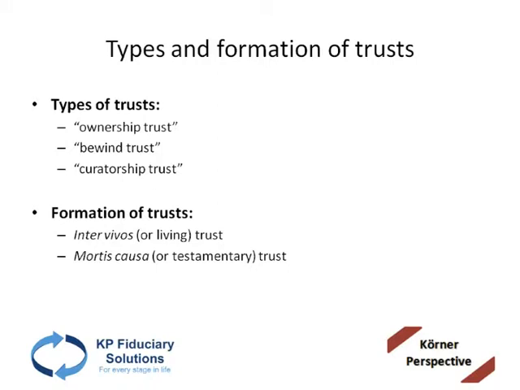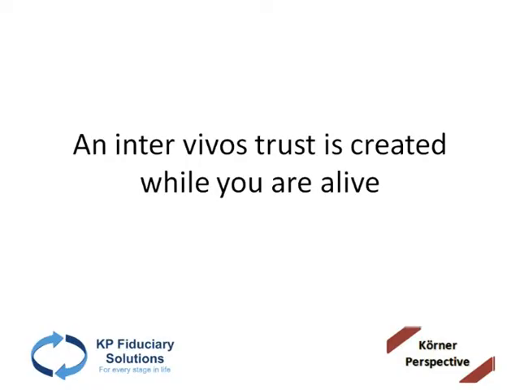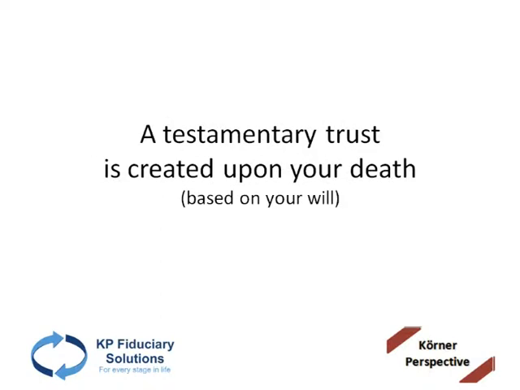Let's look at the types of trusts. There are mainly three types of trust, being an ownership trust, a bewind trust, and a curatorship trust. An ownership trust is the most commonly used type of trust out of these three types of trusts. Trusts can mainly be formed in one of two ways, being during your lifetime, which is known as a living or an inter vivos trust, or after your death by way of a testamentary or a mortis causa trust.